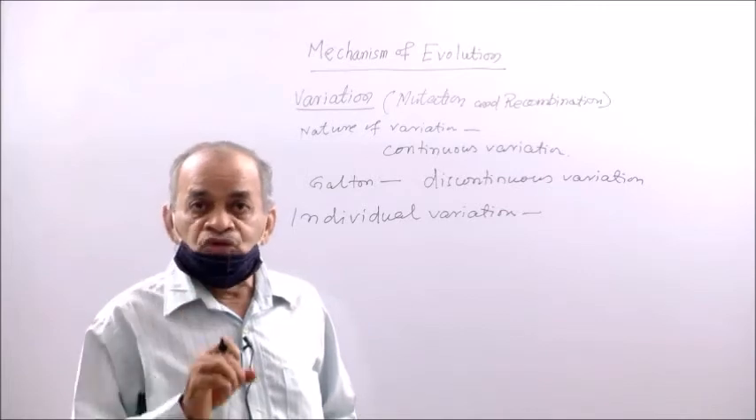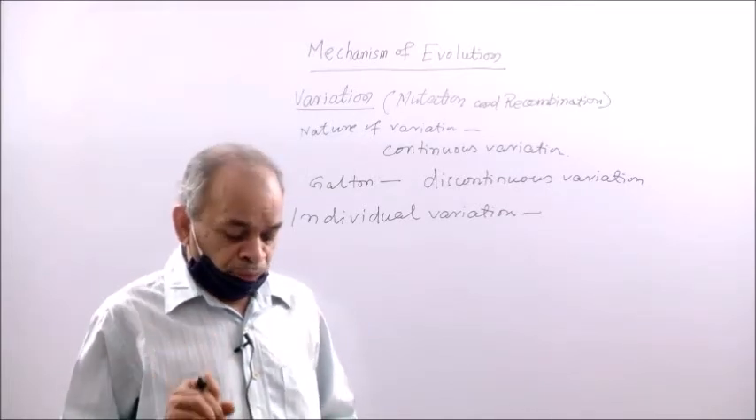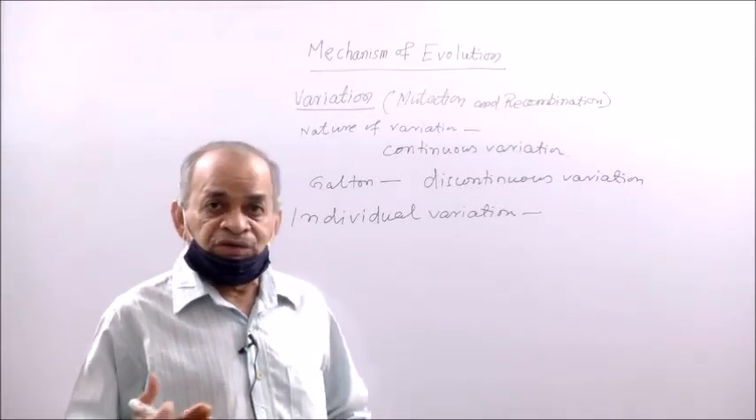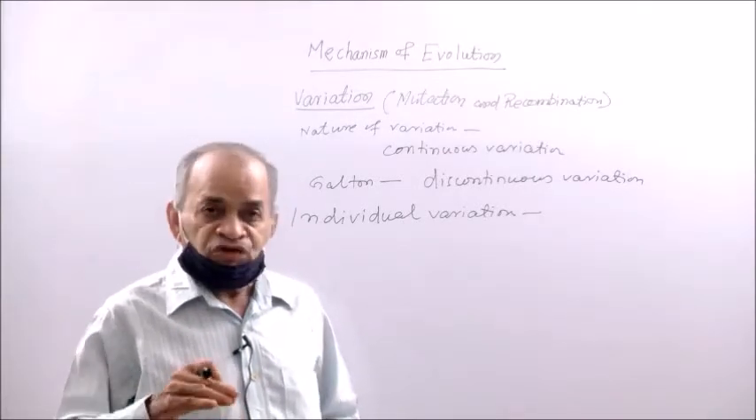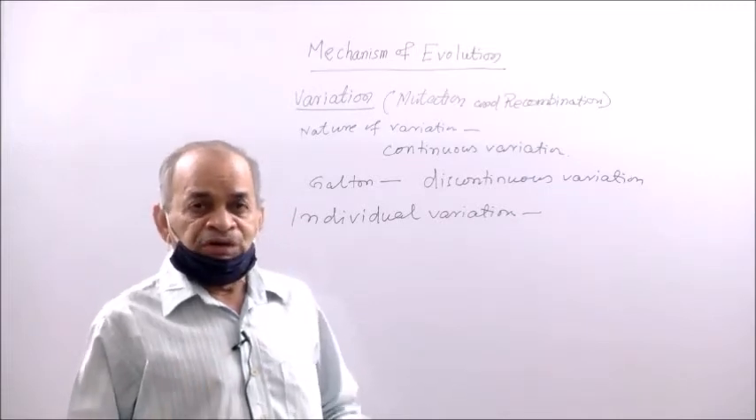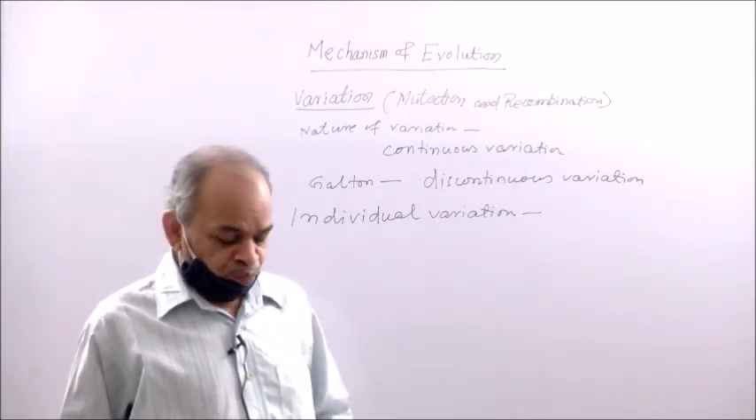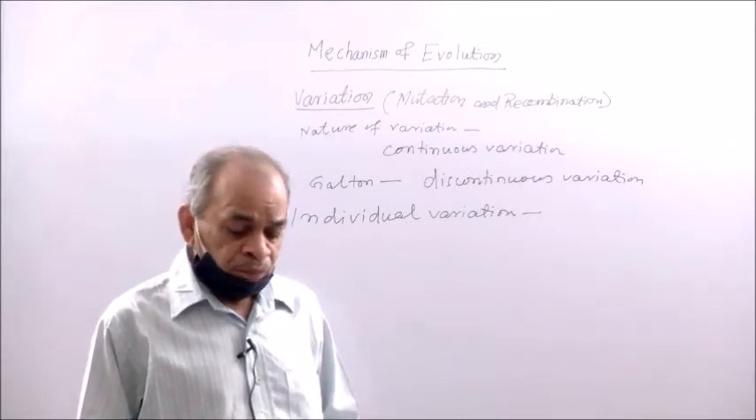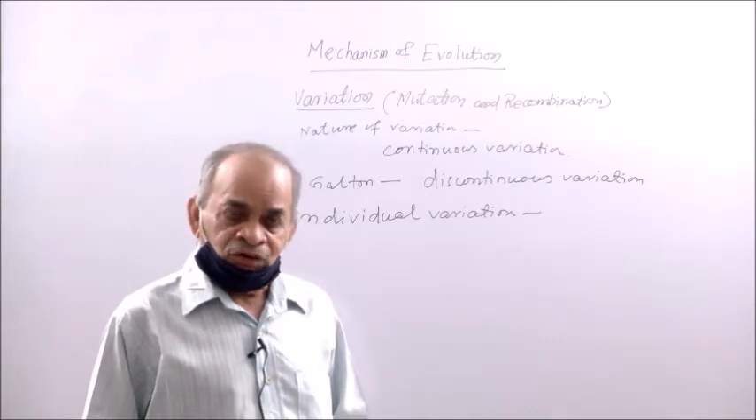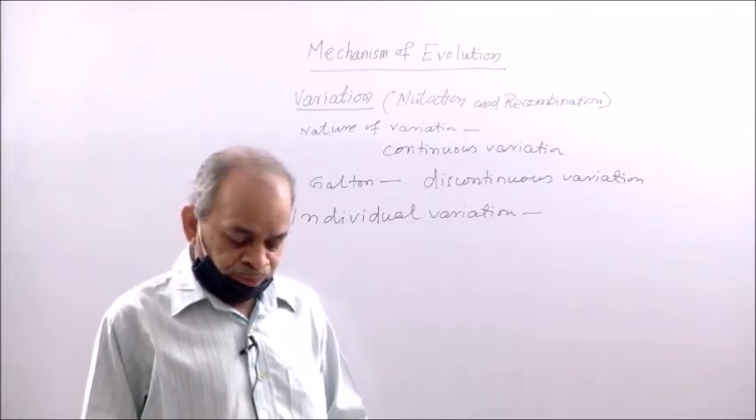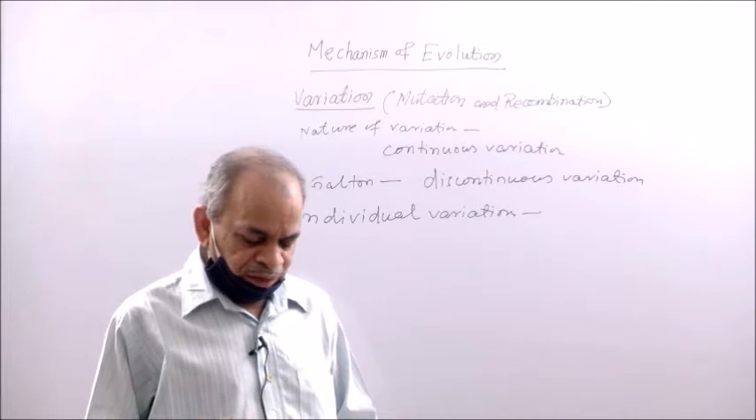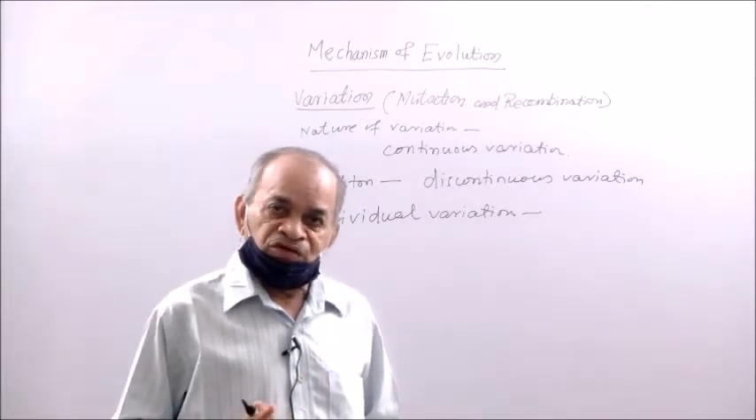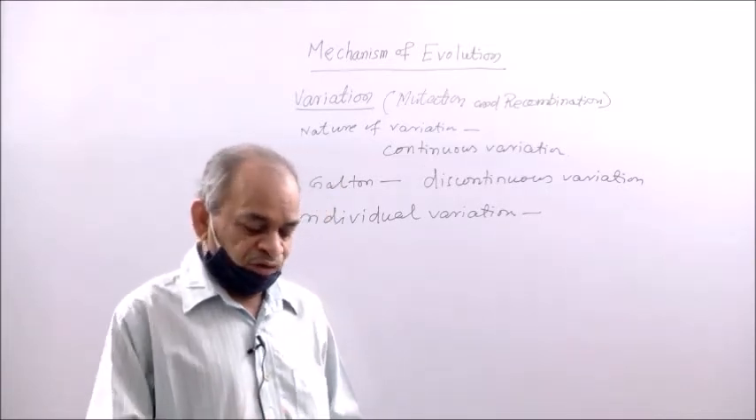Non-genetic individual variations include age variations, seasonal variation, where in different seasons different phenotypes appear, and habitat variations, meaning where they live. These are phenotypic, non-genetic individual variations. Individual variations but non-genetic, no genetic variation.